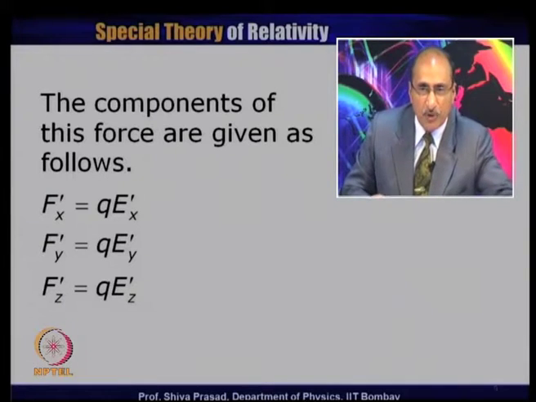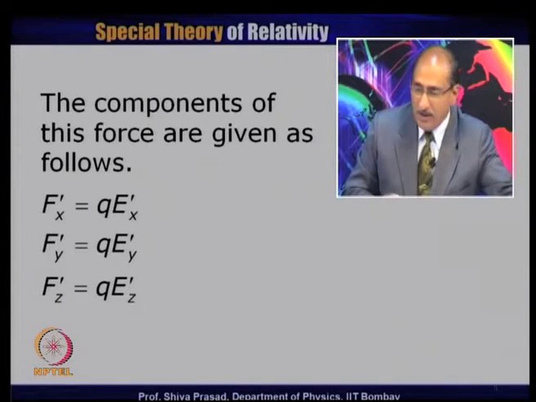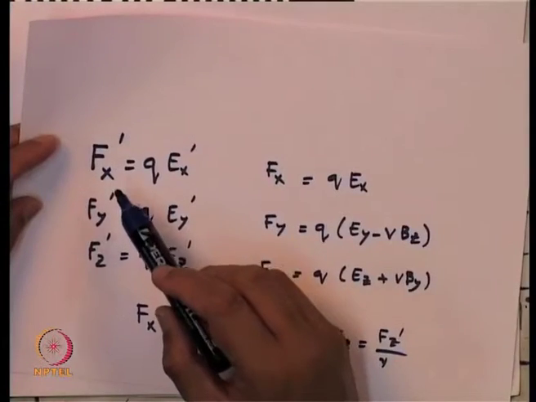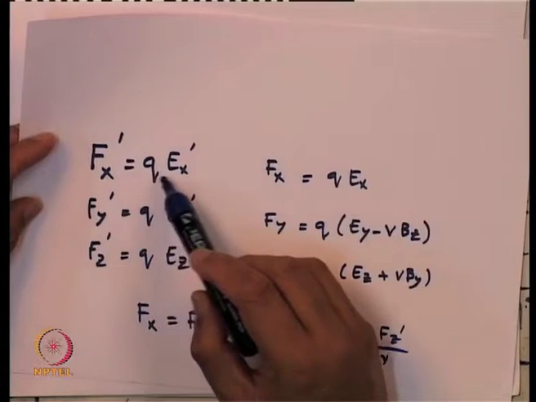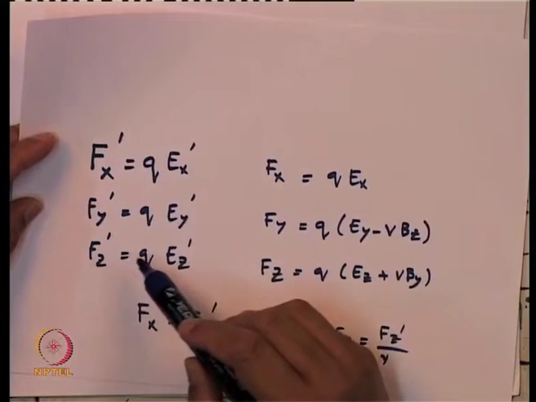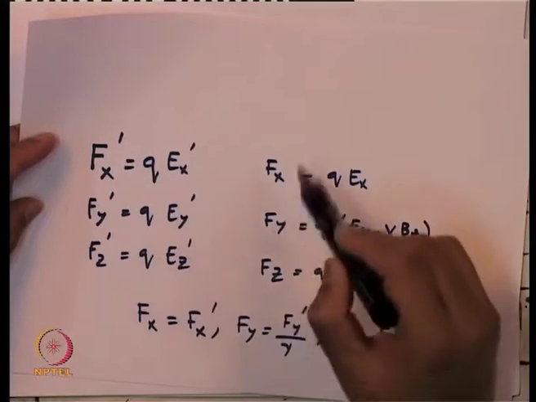Because I am going to use this particular equation. So, what I have done, I have written this particular thing on this piece of paper, so that I can keep on using it whenever I want. So, this is the equation which I have written here: Fx prime is equal to Q Ex prime, Fy prime is equal to Q Ey prime, Fz prime is equal to Q Ez prime. We will look at other equations later.